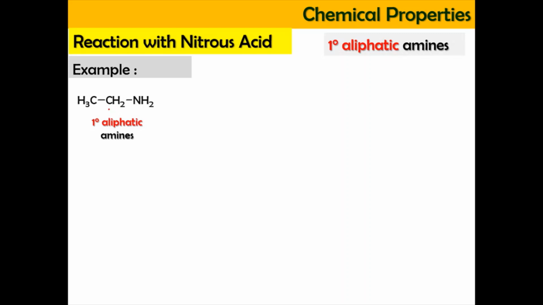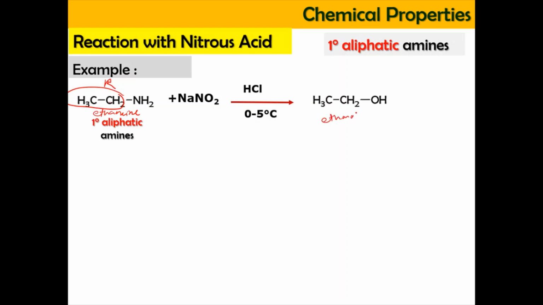So let's say you have ethanamine here, which has 2 carbons, and here refers to the R group. When it reacts with sodium nitrite and HCl at low temperature, you're going to produce four products. You're going to produce an alcohol, which is ethanol, where the R group is still maintained, you just add OH. Then you're going to produce a haloalkane, which is the same one, and you just add Cl because the Cl is coming from the hydrochloric acid.